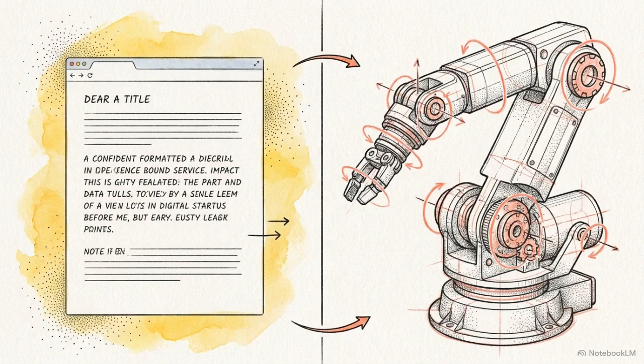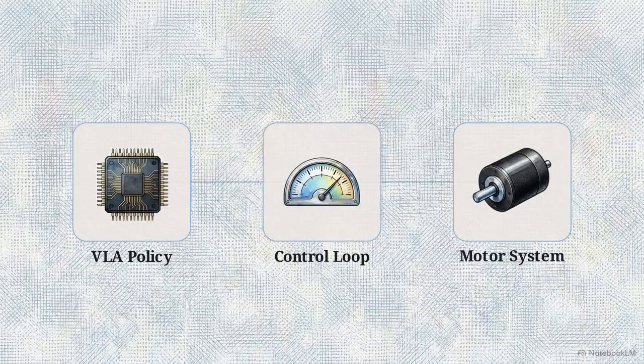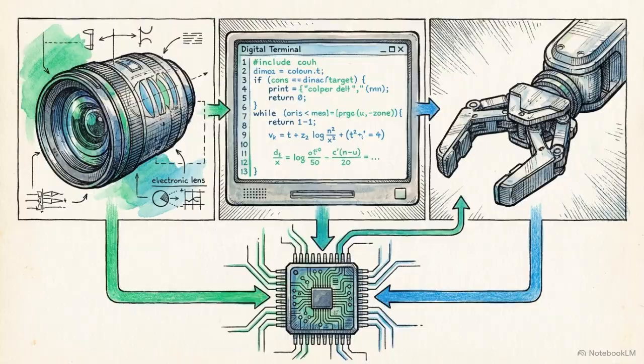This creates a modality gap. Pre-trained VLMs natively output language as discrete text tokens, but physical robots require continuous, high-dimensional joint commands. To prevent failure, these commands must flow into the motors at 50 Hz or faster. To bridge this gap, engineers use a Vision Language Action, or VLA, policy.